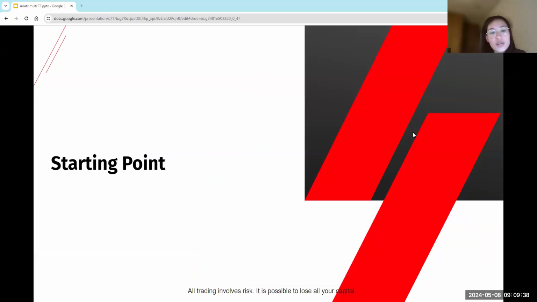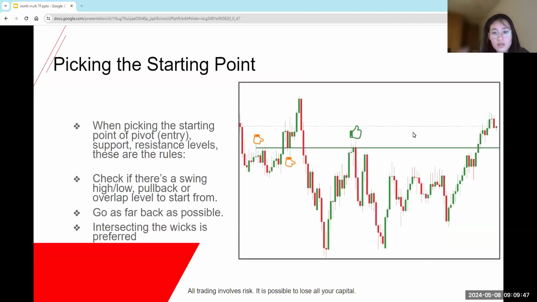Okay, so let's look at where we can place our starting point now that we know how to identify significant swings and use them as support and resistance levels. When picking the starting point of our pivot, which would be our entry, support, resistance levels, these are the rules. Firstly, you want to check if there's a swing high or low, pullback or overlap level to start from. Secondly, you want to go as far back as possible. And lastly, intersecting the wicks is preferred.